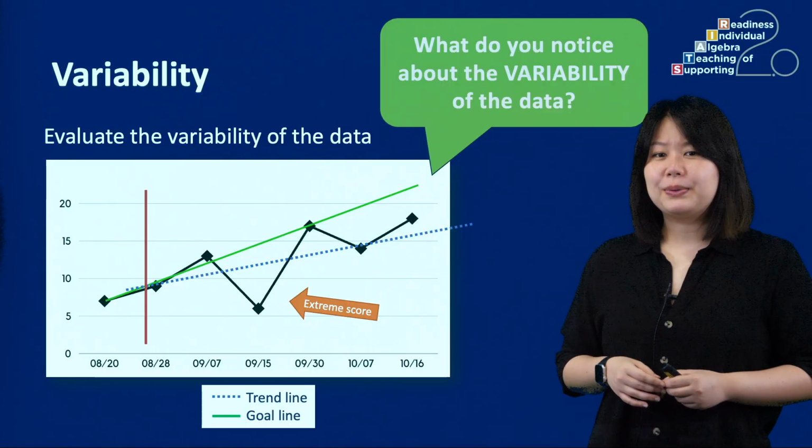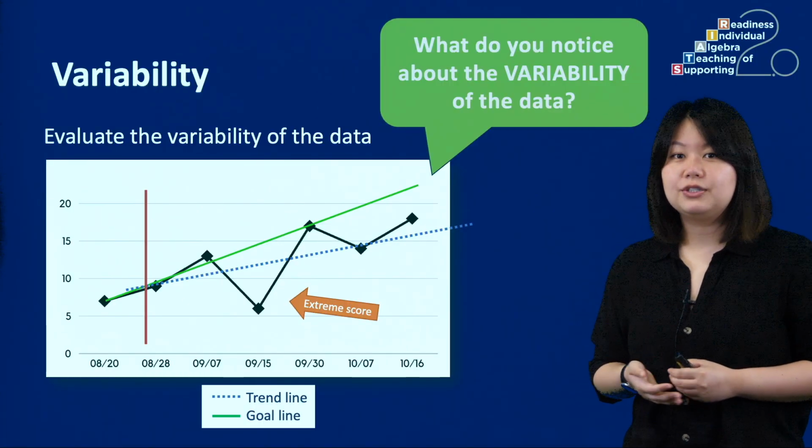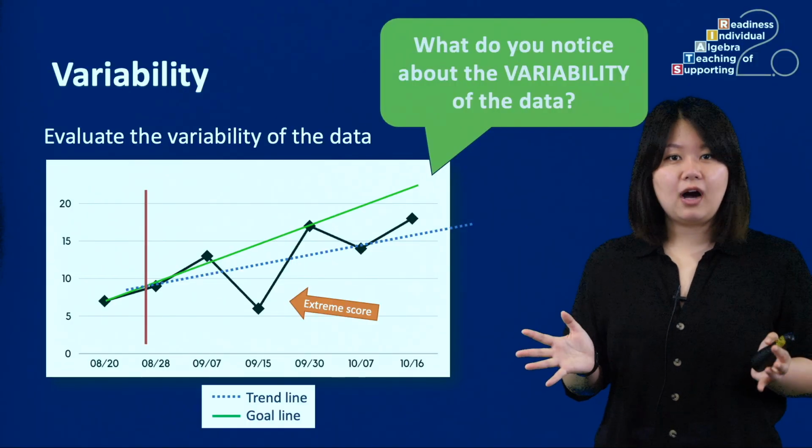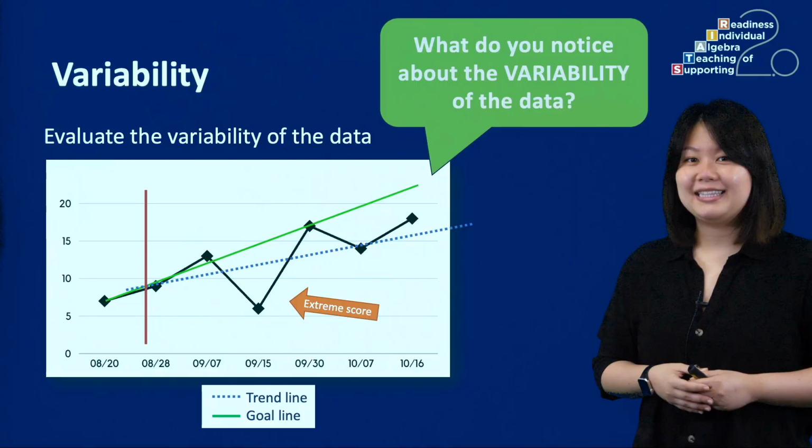Was this extreme score due to a student being absent that week, or was it because the student was sick or having kind of an off day? These are just a few reasons why we might see variability like this.